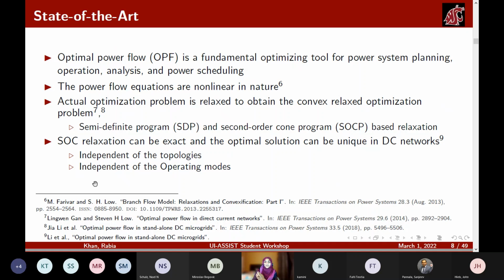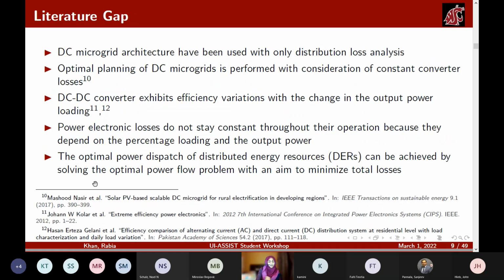Different techniques have been introduced in the literature, among which semi-definite programming and second-order conic programming are the most famous and mostly used. And we will be using second-order conic relaxation. According to the papers cited here, that is found to give an exact and optimal solution for DC microgrid systems. DC microgrid architectures have been introduced, but they have been mainly considered for optimizing distribution losses in the system. Even the planning of DC microgrids considered the converter losses, but mostly considered those converter losses to be constant.